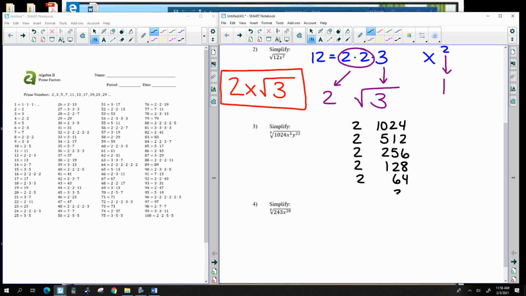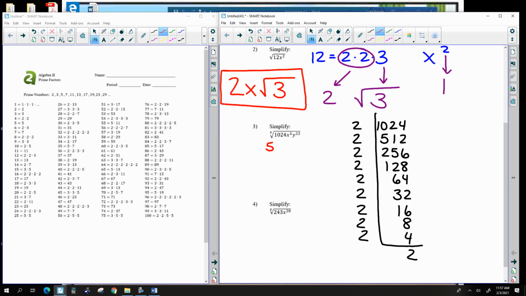I can take out a 2, which is 3 and 2. I can take out a 2, which is 1 and 6. I can take out a 2, which is 8. I can take out a 2, which is 4. I can take out a 2, which is 2. Woo! Now, do I expect you to do all that? Heck, no. But anyways, I'm just showing you and proving a point.